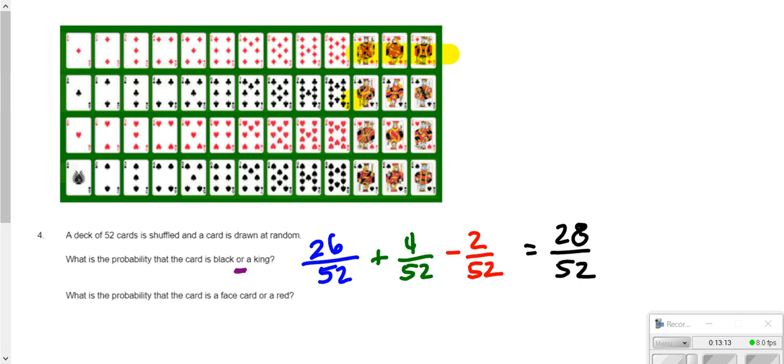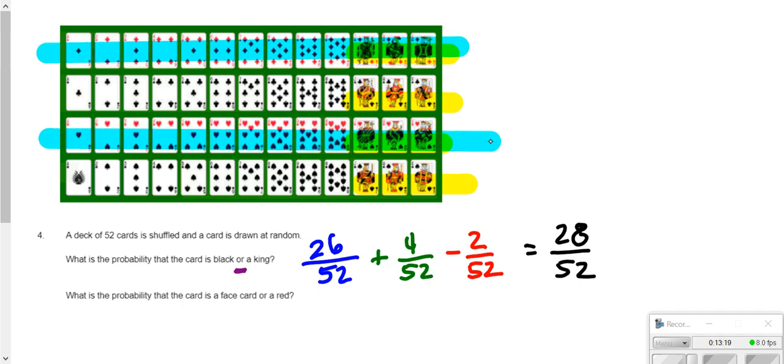Well, all of these are face cards. And then the red would be all of this and then all of this. And again, there's some overlap there. So let's think about this and be very careful. Okay, so the face cards, how many of those were there? There were 12.